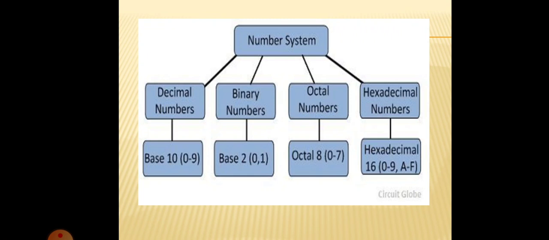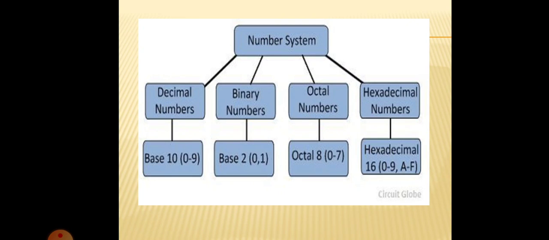Here we have shown a chart, not a flow chart, which shows the different types of number systems: decimal, binary, octal and hexadecimal. And in the next row we have shown the base of each number system. First one is the decimal number system, that is base 10. We are using 10 types of digits to represent the number. Which 10 digits? That is 0 to 9.